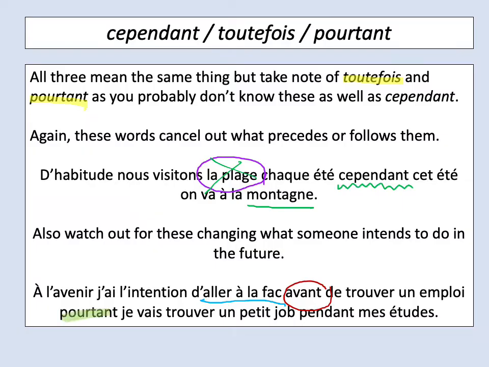Guess what? Surprise, surprise, we've got however just popping up there, and actually what they're saying is they are going to find un petit job. We know that really well, literally a little job, a part-time job, pendant mes études, during their studies. So in spite of going to university and saying they don't want to find a job, they're accepting that, you know what, I probably would need a part-time job while I'm at uni just to get a bit of extra cash. So a lot going on there, but again, the however word is adding in some extra information that is cancelling out things that have come before or things that come after. So really watch out for that.